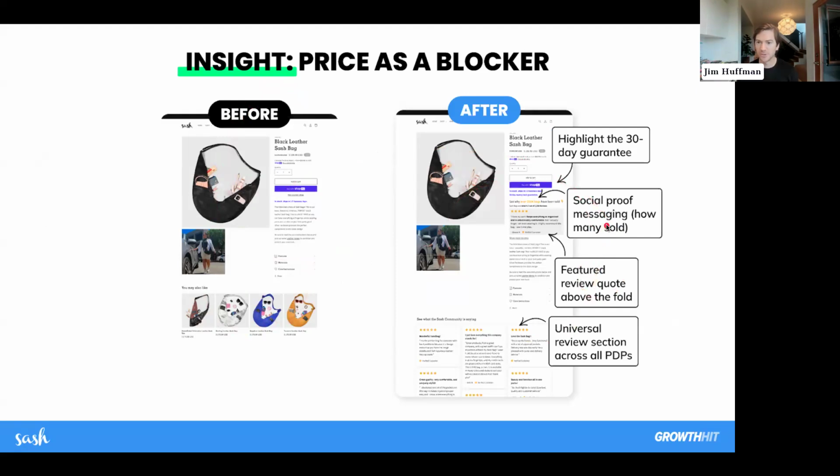Here's some things we did to address price. So the first thing was risk reversal, highlighting the 30-day guarantee. Like, hey, you buy this for 200 bucks, 300 bucks. You don't like it, send it back. So that's one way to address price.